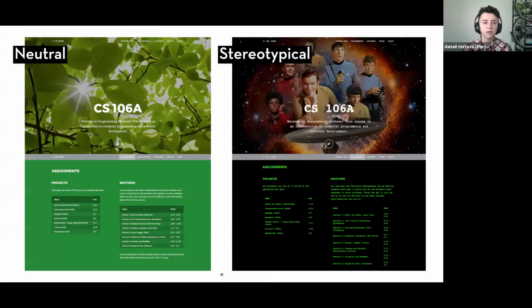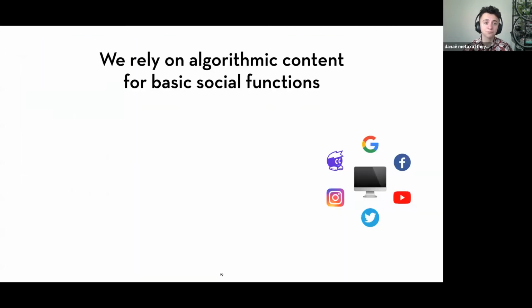Now, before I give you a roadmap for the rest of this talk, let me explain why this work is so particularly challenging. So in this example we started with, comparing two websites, we can see that content that's created by a single person, like a course instructor, can communicate bias and undermine belonging. But this isn't an individual scale problem. Most sociotechnical systems today aren't showing us hand-curated content. They provide us content that's been selected and organized algorithmically. And we rely on this algorithmic content for basic social functions, connection to family and friends, gathering information, civic engagement, and so on.